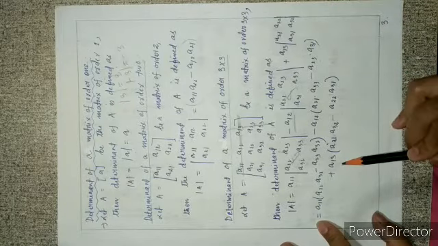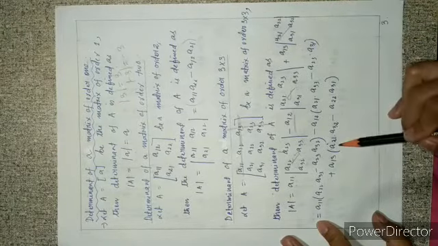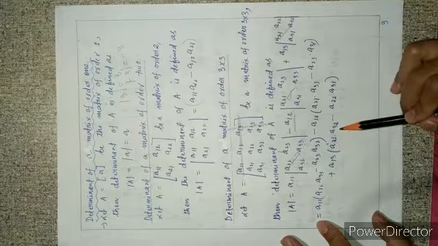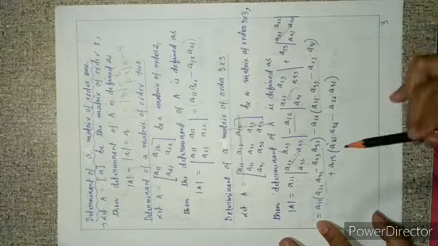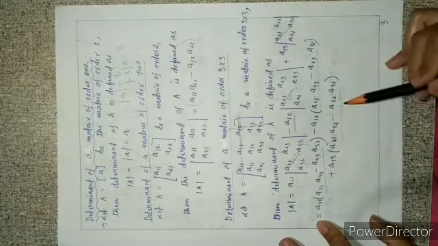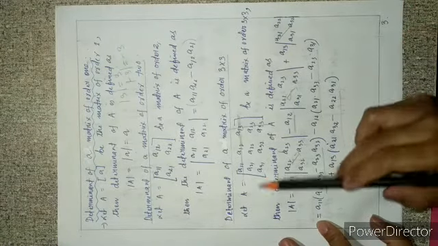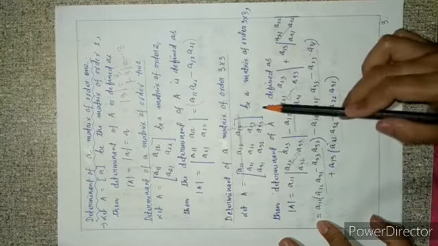Last element is A13. The product of diagonal elements A21, A32 minus A22 and A31. This gives a real number. The real number is called the determinant of a square matrix of order 3.